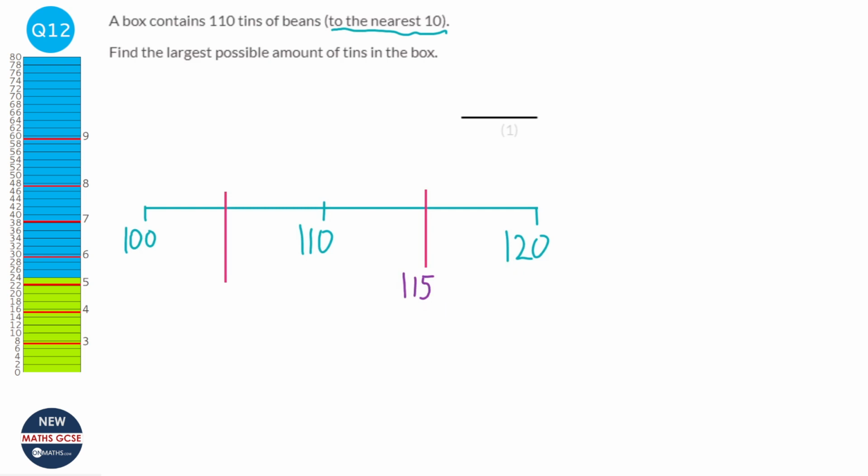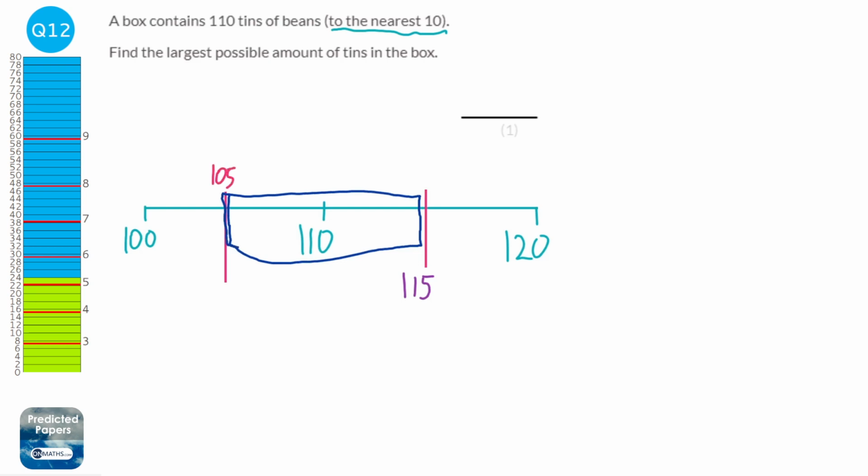So we need to find the biggest number in this part here. So this part here, and it includes this line actually, so it includes this line. All the numbers that would have rounded to 110 would have been 105, 106, 107, 108, 109, 110, 111, 112, 113, 114, which would be here.